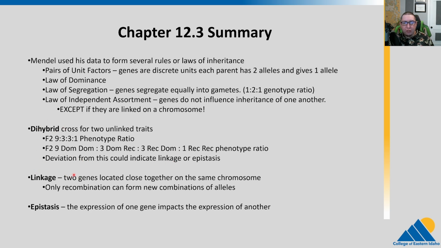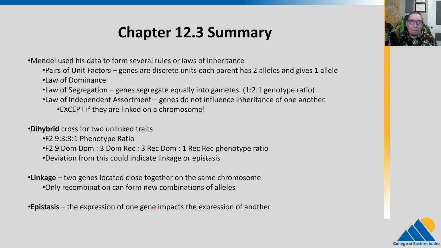Linkage is when 2 genes are located close together on the same chromosome. Only recombination can form new combinations of alleles in this case. Epistasis, as we talked about, is where the expression of one gene impacts the expression of another. So if you don't have the gene that allows any color to be made, it doesn't matter what your genotype is for the other color determiner, you have no color at all, right?